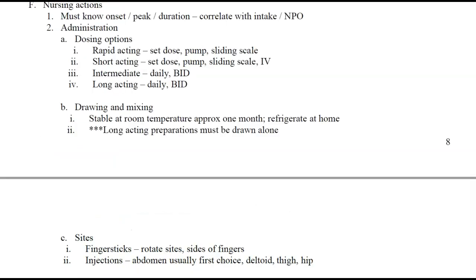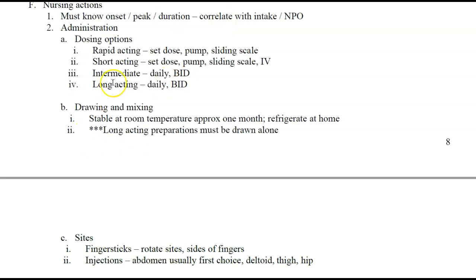So some nursing actions, we need to be aware of the onset, peak, and duration. We also need to correlate it with their intake, right? So is the patient eating? Are they NPO for a procedure? Because if that's the case, the amount of insulin needed may need to be changed for that period of time.